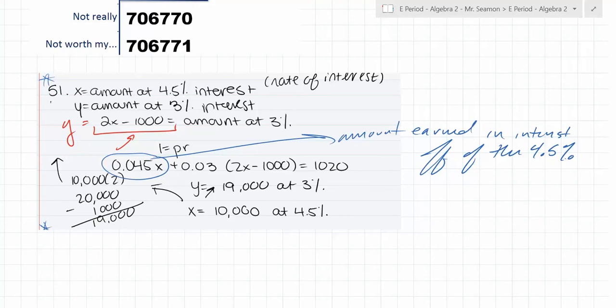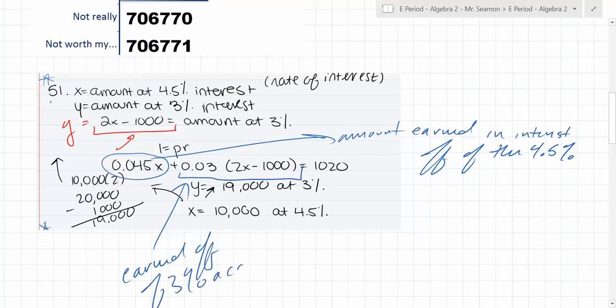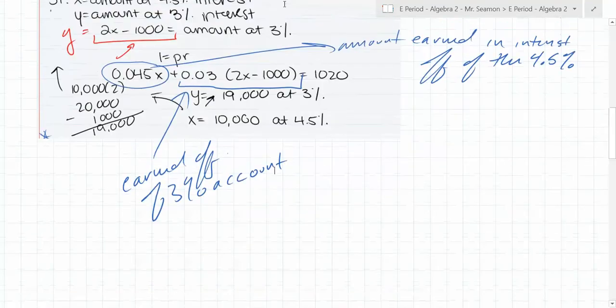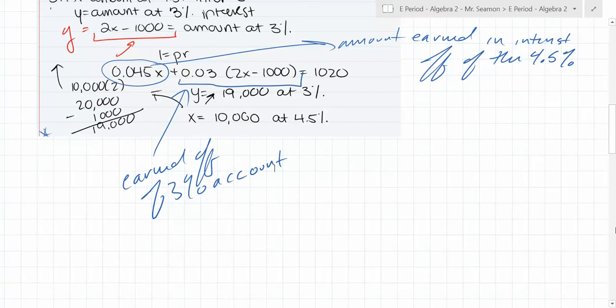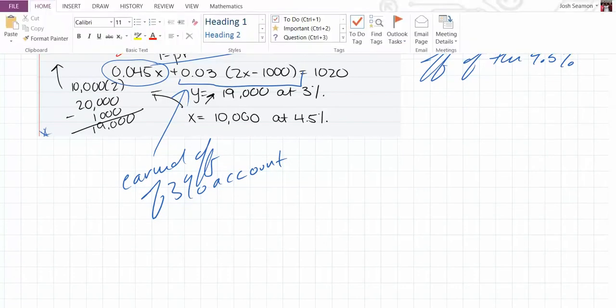That's big. When you get an answer that blows up on you, it's usually because someone hasn't converted properly. Most commonly, people would put like 0.45. That's not 4.5%. And then what's this right here? That's the amount you earn off of what? Earned off of less than 1,000. Of the 3% account is what I'm saying. That's the amount you earn off of the 3% account. And when you add them together, what do you get? 1020. So now we have an equation that we can solve. You just have to be careful about solving it. So take it step by step and just make sure you don't get lost in the decimals.